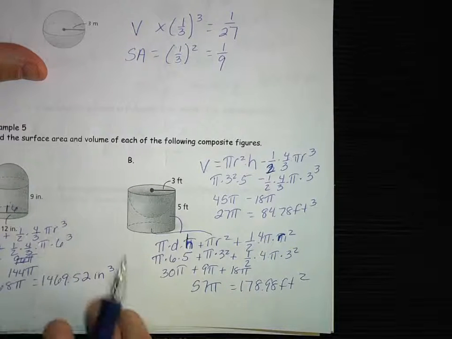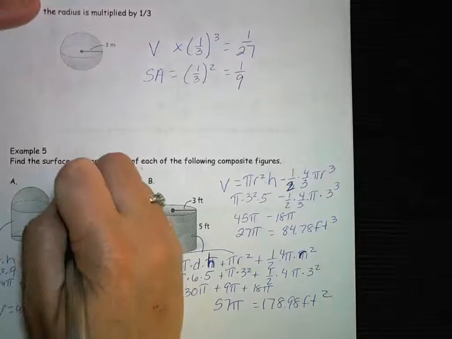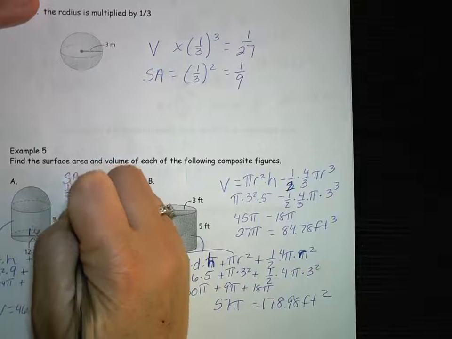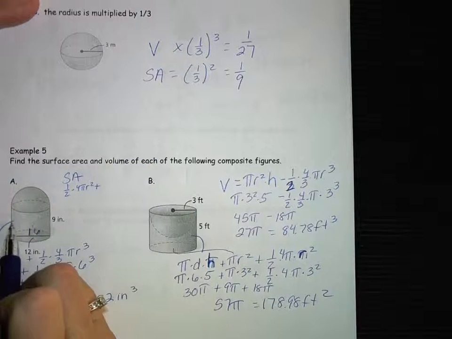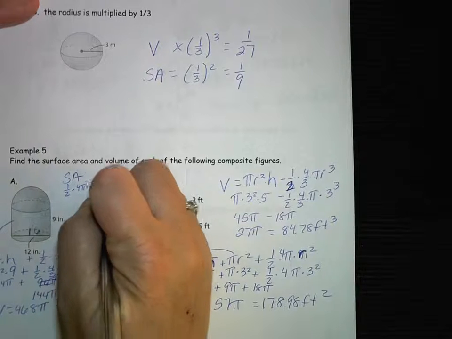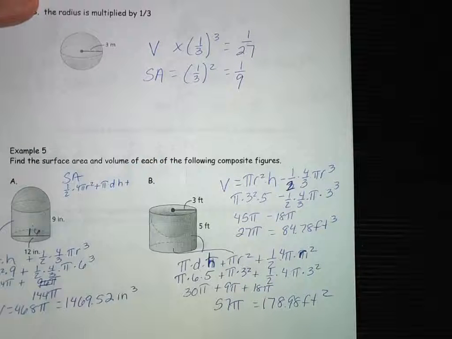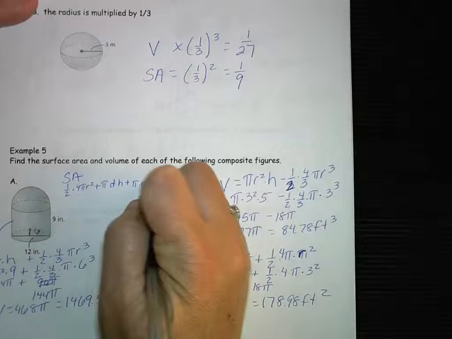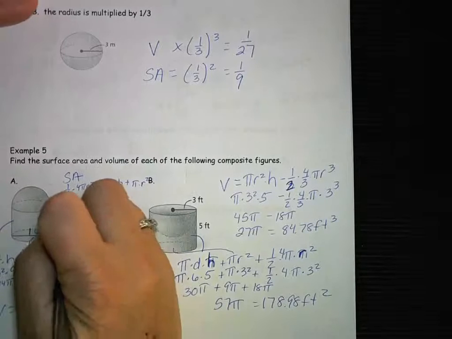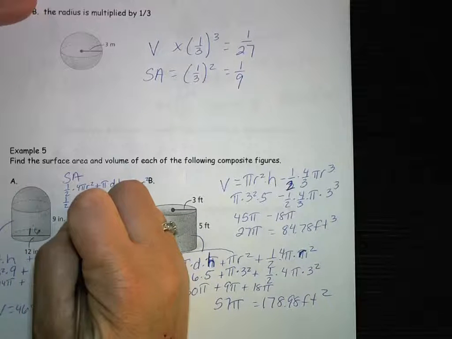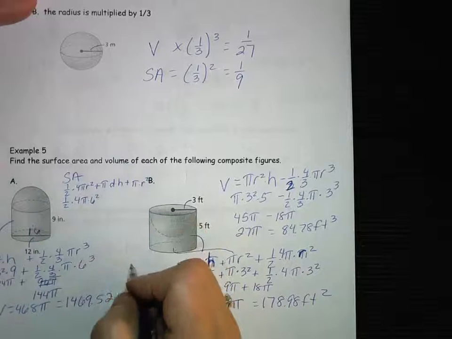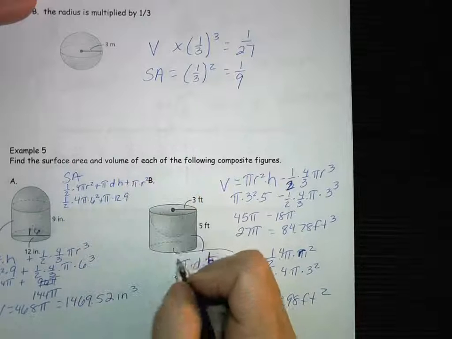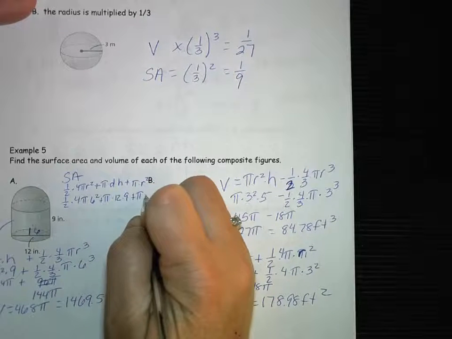And this one is actually going to be the same formula for surface area. We're going to have a half of the sphere, so 1/2 4 pi r squared. The lateral area here, which will be pi times diameter times height. And then the circle right here, which will be pi times radius squared. So 1/2 4 pi times 6 squared plus pi times diameter times height plus pi times radius squared.